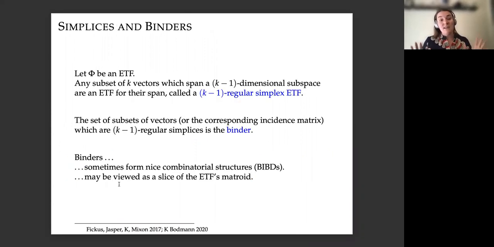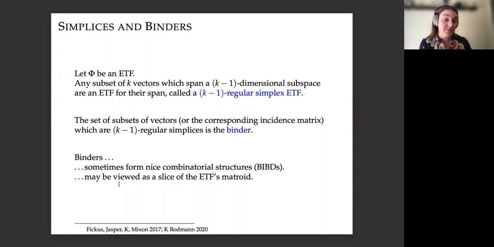Okay, so let phi be any equiangular type frame. Then any subset of k vectors which span a k-1 dimensional subspace are an ETF for the span. So we get that change of basis formula automatically when we play this game. And we call it a k-1 regular simplex ETF. The set of subsets of vectors, or the corresponding incidence matrix, which are k-1 regular simplices, is the binder.